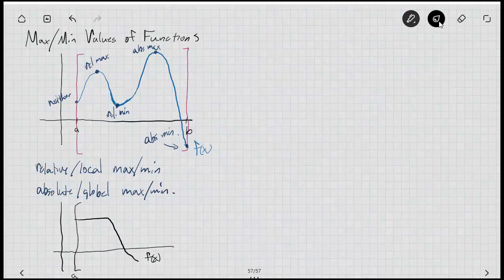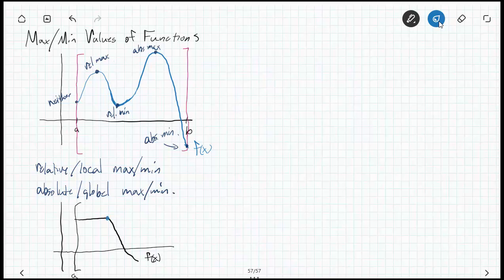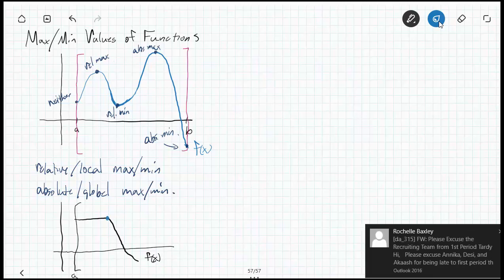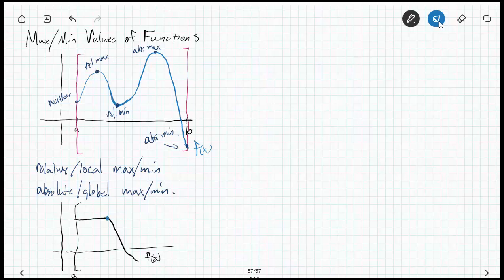Now, let's look for just a sec. This is a horizontal line, by the way, it's just horribly drawn. This point right here, what do you think that point is? Well, it all depends on our definition of a max or a min. So let's actually formalize that right now.